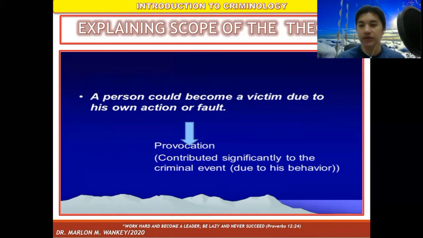Pumunta si Lasing doon sa mga taong nagka-gather, nagkakaroon ng masinsinan na usapan, nakisawsaw na itong si Lasinggero, binugbog yung kasama, isa sa mga nagkakaroon ng meeting. There is a possibility that some of them will get provoked and pwedeng bugbugin yung Lasinggero. Okay? That is another example.